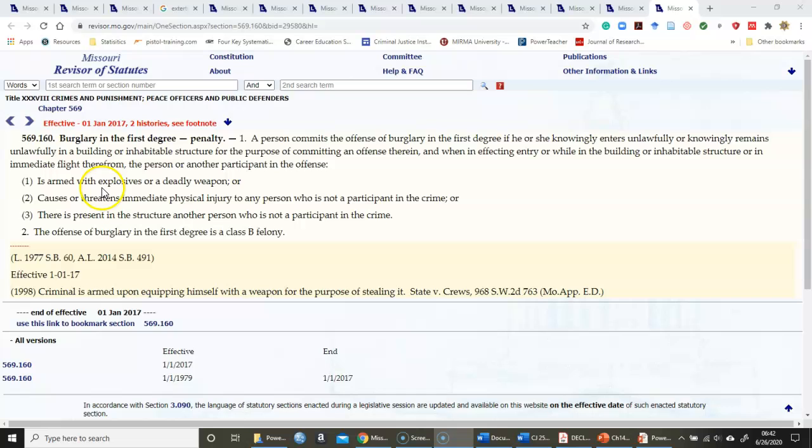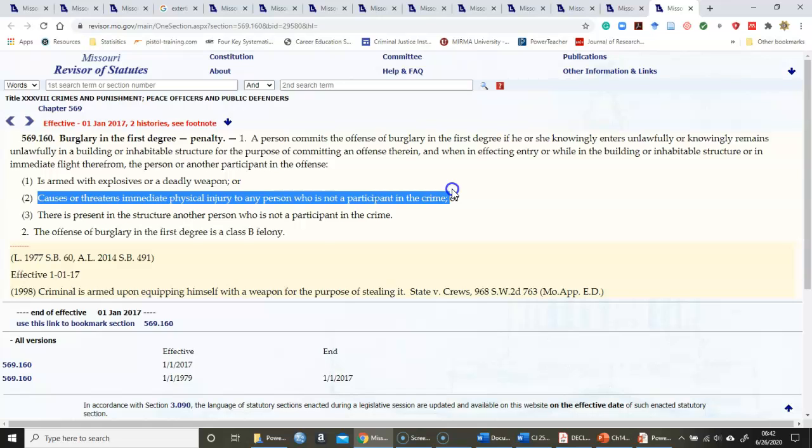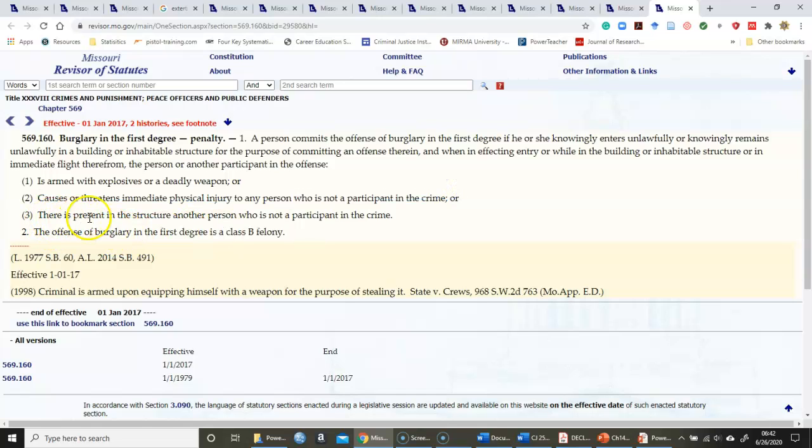To make it first degree, they have to be armed with an explosive or deadly weapon, or cause or threaten immediate physical injury to any person who is not a participant in the crime. So here could be our home invasion as far as burglary in the first degree. There is present in the structure another person who's not a participant in the crime.